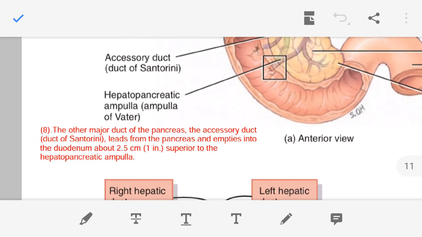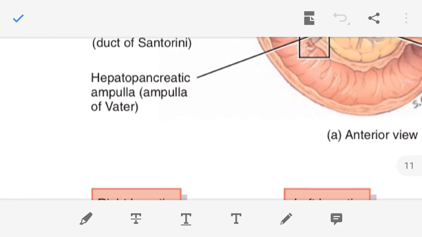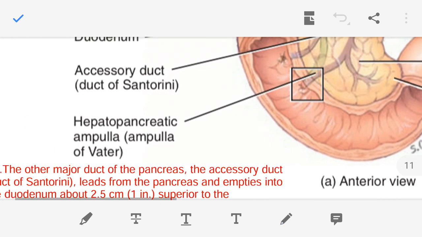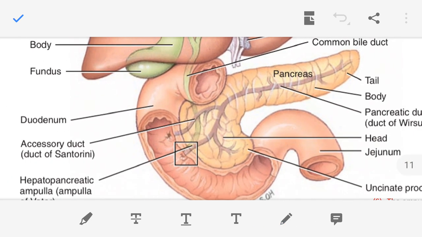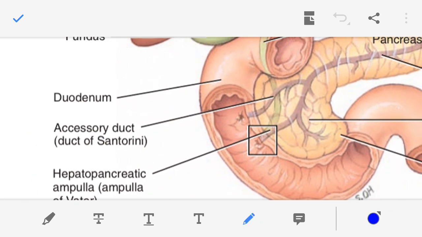And now one more duct is there. For example, in this eighth point, they are mentioning the accessory duct. See, this one is the main duct of the pancreas, and from this main duct one small branch is arising. This small branch, which arises from the main pancreatic duct, is known as the accessory duct or the duct of Santorini. Okay?